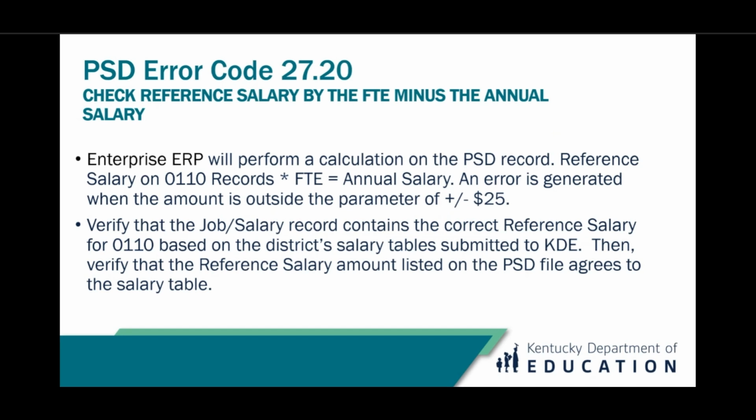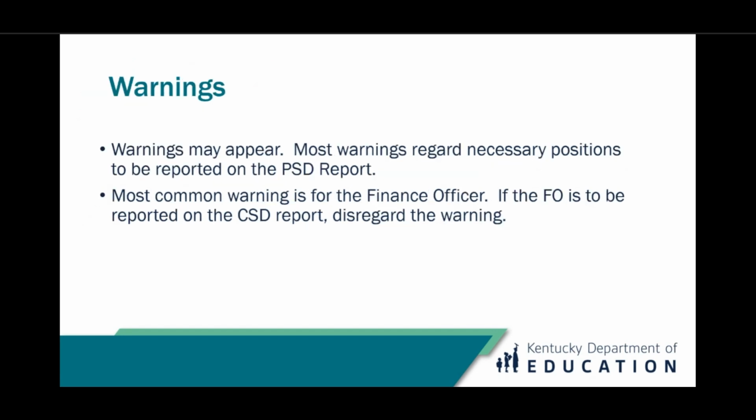An error is generated when the amount is outside the parameter plus or minus $25. You will verify that the job salary record contains a correct reference salary for 0110 based on the district's salary table submitted to KDE. Then verify that the reference salary amount listed on the PSD file agrees with the salary table. So that's your calculation for PSD reporting.